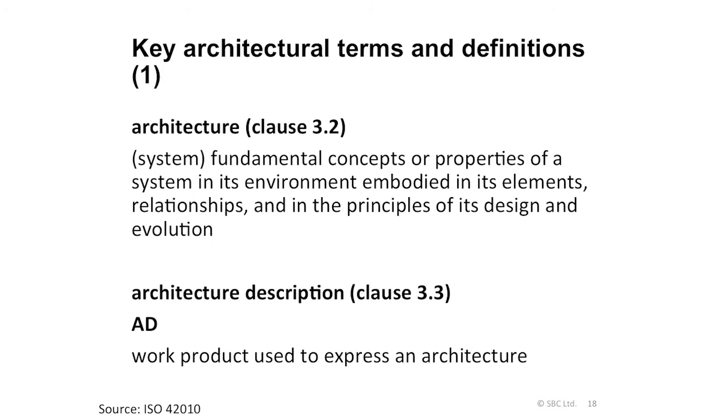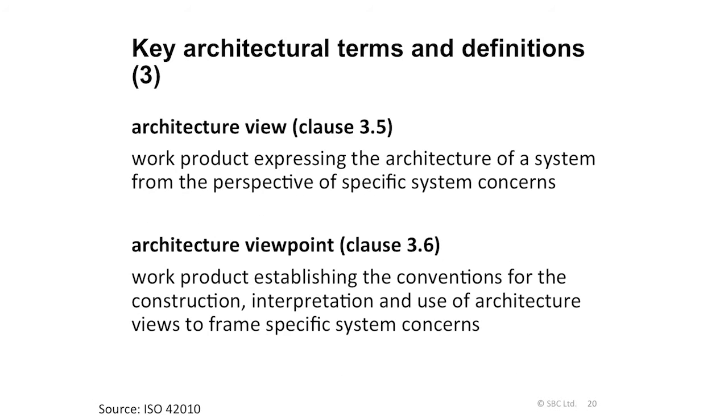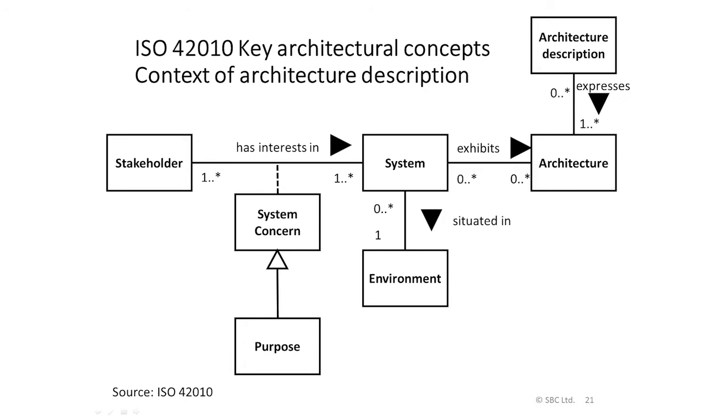ISO 42010 is about the architecture description, the work product used to express an architecture. Here are two definitions of architecture framework and architecting. What you notice is that the Zachman framework has almost all of the architecture framework's definitions attributes. Architecture view and architecture viewpoint definitions are important because they help to express the architecture from each of the specific stakeholders' perspectives. This scheme depicts key concepts pertaining to systems and their architectures as a context for understanding the practice of architecture description. There is a stakeholder who has his own interests in a system. The system is situated in its environment.